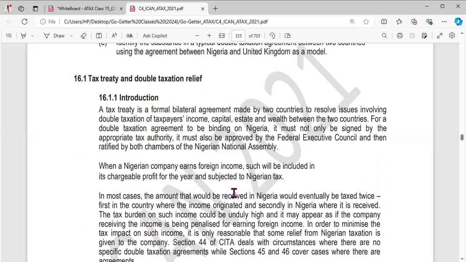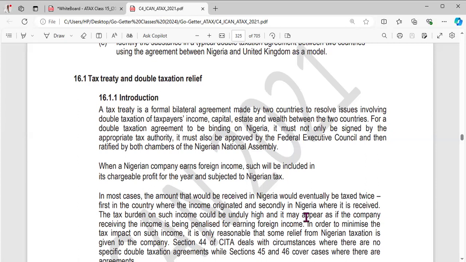For you to be qualified for this double taxation agreement, one of the qualifications here will basically be a Nigerian company. When a Nigerian company earns foreign income, now that could be by foreign branch or foreign subsidiary, such will be included in its chargeable profit for the year and is subjected to Nigerian tax. We said a Nigerian branch is subject to Nigerian tax. Any Nigerian company that has branch anywhere in the world will be subjected to Nigerian tax.